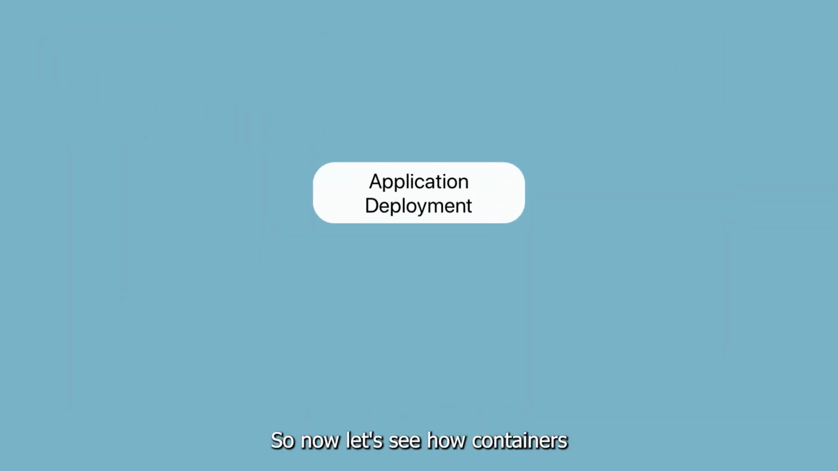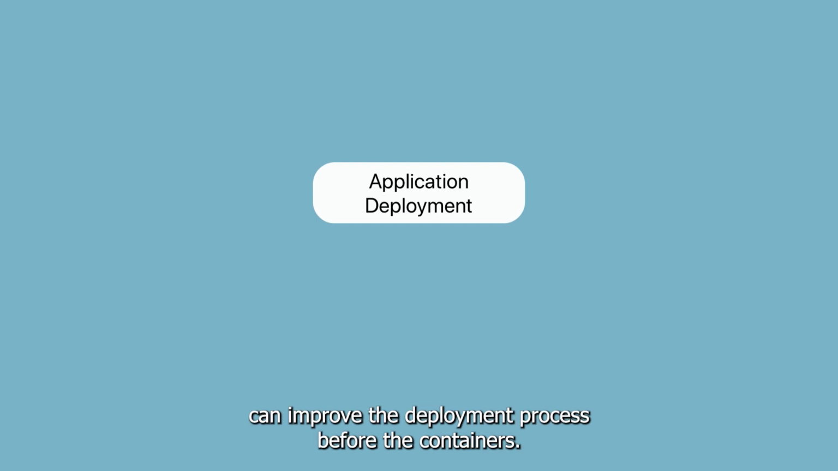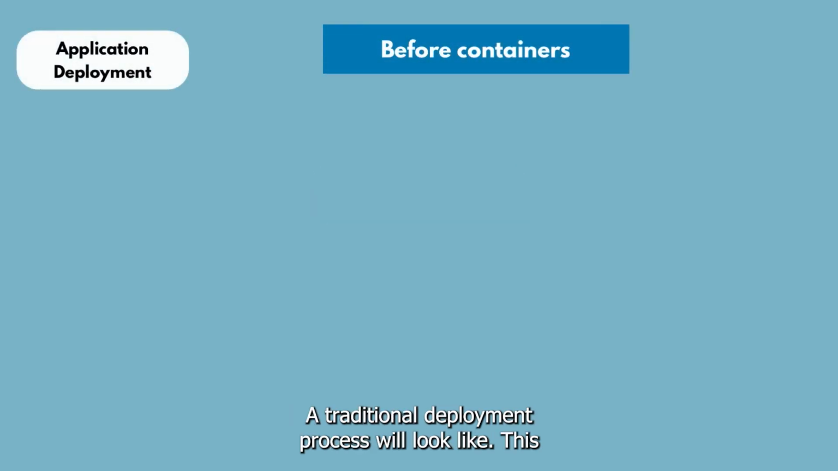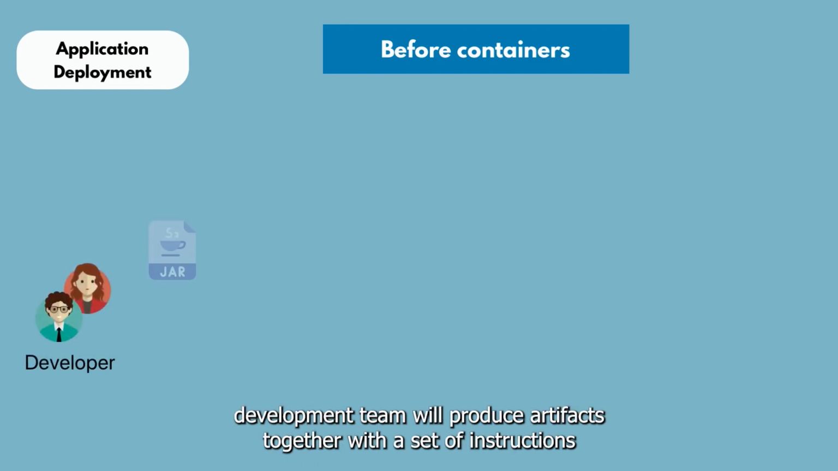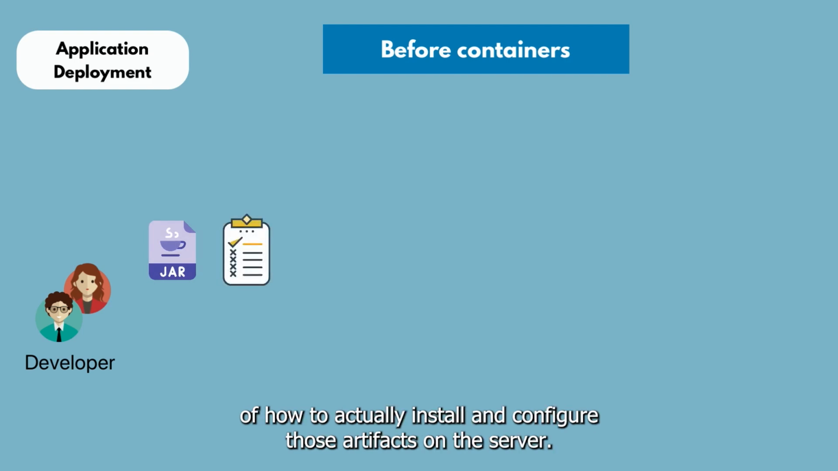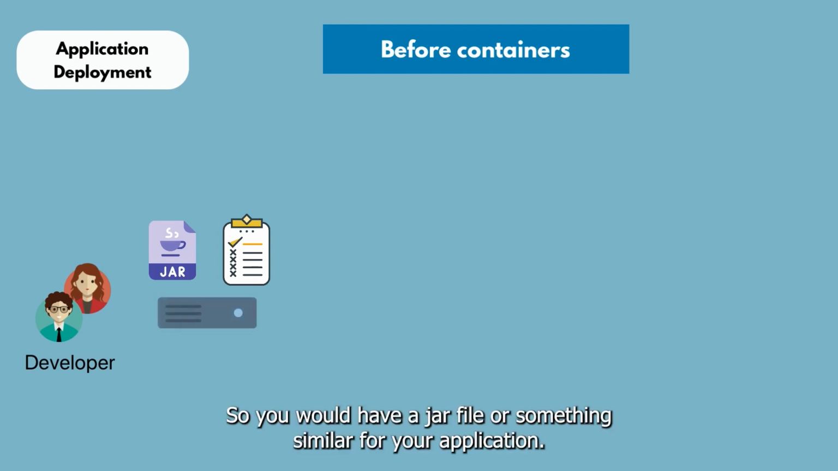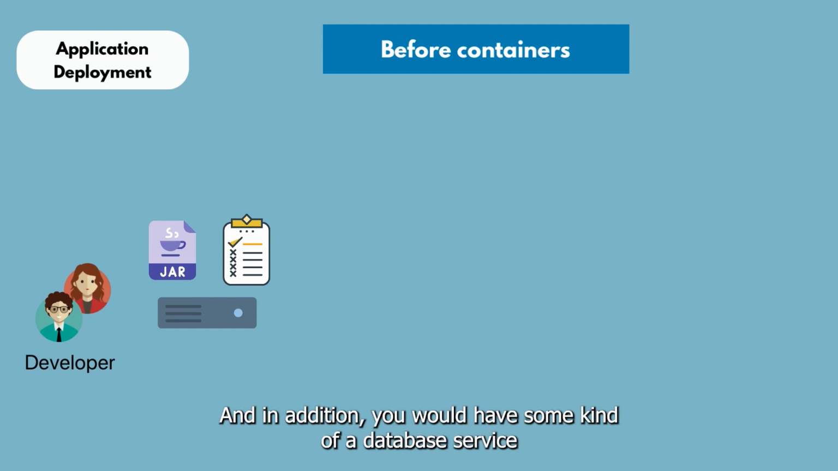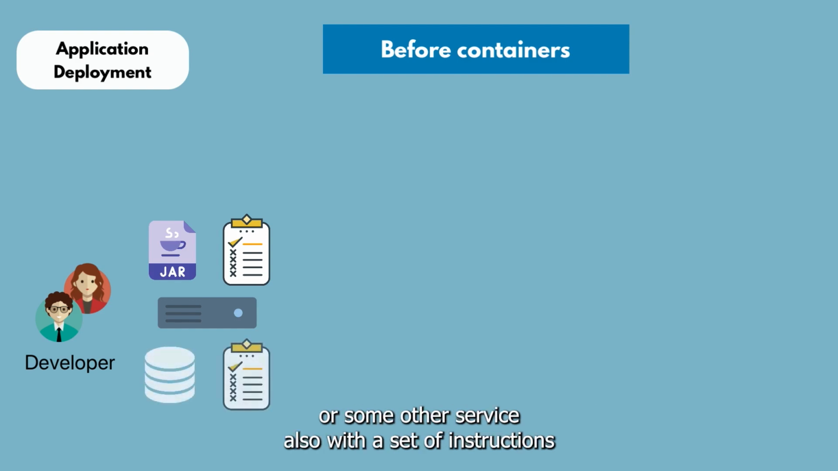So now let's see how containers can improve the deployment process. Before the containers, a traditional deployment process will look like this. Development team will produce artifacts together with a set of instructions of how to actually install and configure those artifacts on the server. So you would have a jar file or something similar for your application, and in addition you would have some kind of a database service or some other service also with a set of instructions of how to configure and set it up on the server.